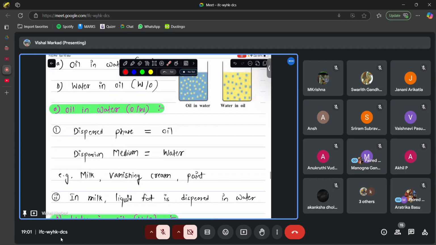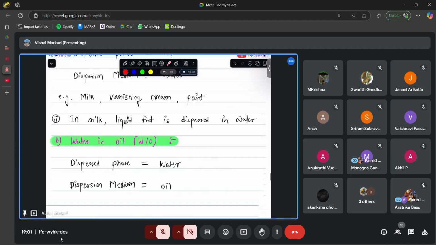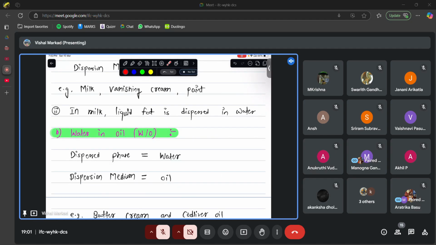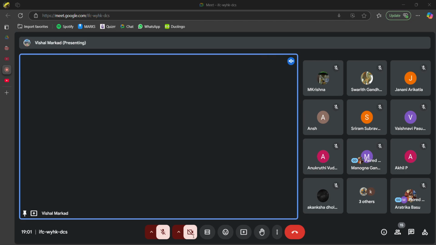Paint and the like. Now, water in oil. When we talk about water in oil, what is the disperse phase? Water. What is the dispersion medium? Oil. Butter, cream, and cod liver oil are examples of the water in oil emulsion type.